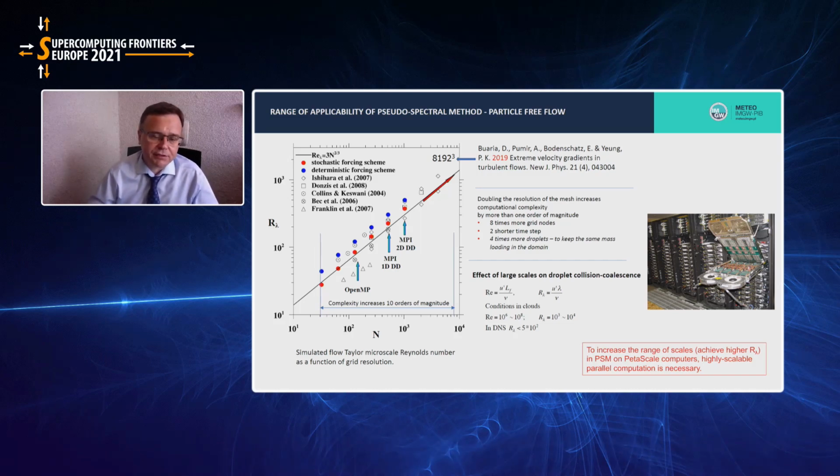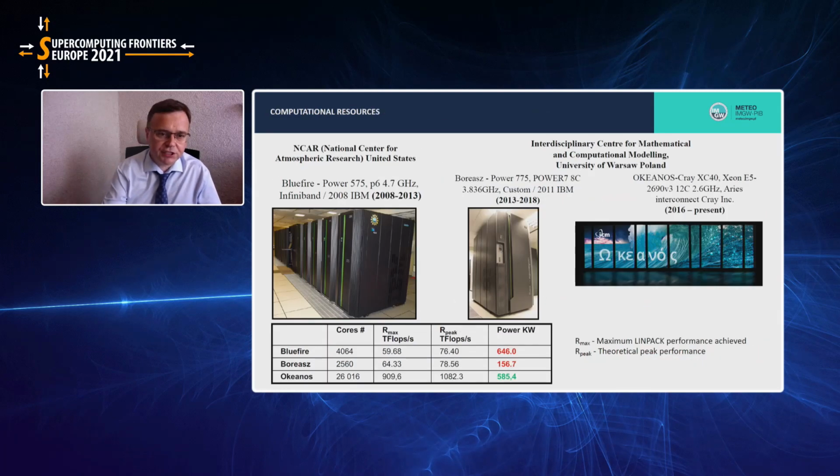For modeling turbulent flow at coarse resolution, we may use a very simple code parallelized with OpenMP. Then at some point, I developed a code based on 1D domain decomposition and the MPI library, and currently we use a massively parallel code based on 2D domain decomposition. For such complex simulations, we need large computational resources. Ten years ago, I used the state-of-the-art machine provided by the National Center for Atmospheric Research, and then we switched to the computers at the Interdisciplinary Center for Mathematical and Computational Modeling. You see the comparison of those machines over the last 10 years. The computational power increased 20 times, and what is interesting is that the power consumption is at the same level or even smaller.